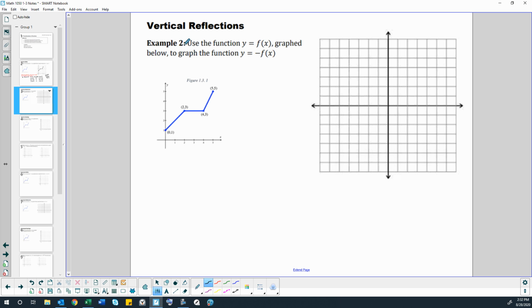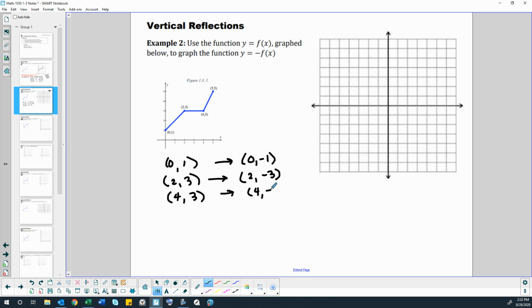Now we have vertical reflections. We're going to graph a vertical reflection by changing the sign of the y values. So instead of the y value 0, 1, we will have the value 0, negative 1. Instead of 2, 3, we will have 2, negative 3. Instead of 4, 3, we will have 4, negative 3. And instead of 5, 5, we will have 5, negative 5.